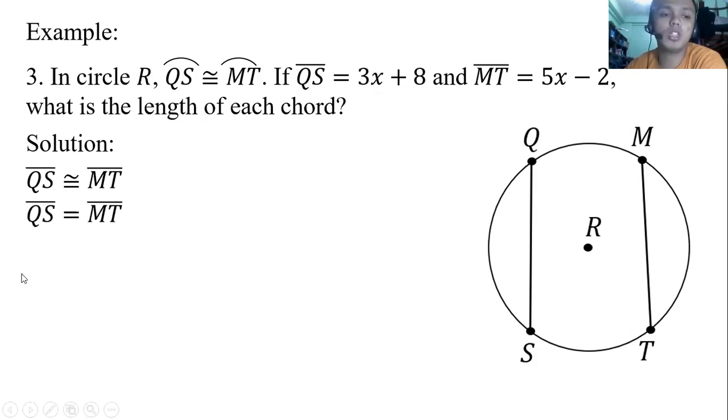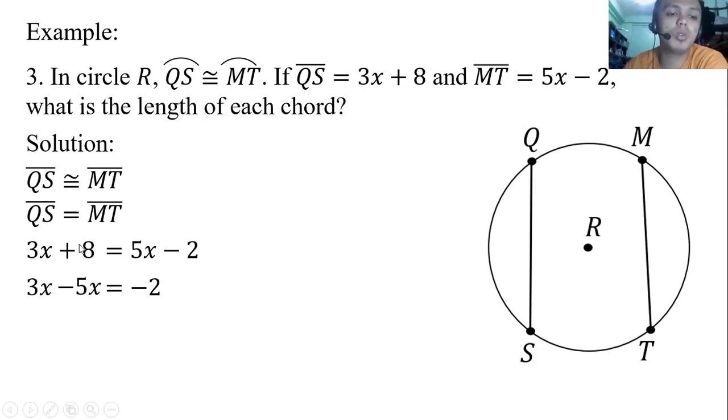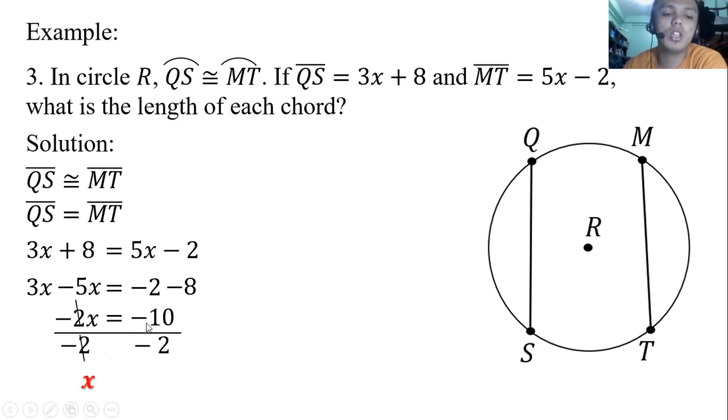Now, substitute QS to 3x plus 8, and MT to 5x minus 2. Then solve for x first so that we can find the length of each chord. Transpose the 5x to the other side, then we have 3x minus 5x equal to negative 2. Transpose 8 to the other side, we have negative 8. 3x minus 5x is equal to negative 2x. Negative 2 minus 8 is equal to negative 10. Then divide both sides by negative 2. Cancel this out. Then x is equal to negative 10 divided by negative 2, which is 5.